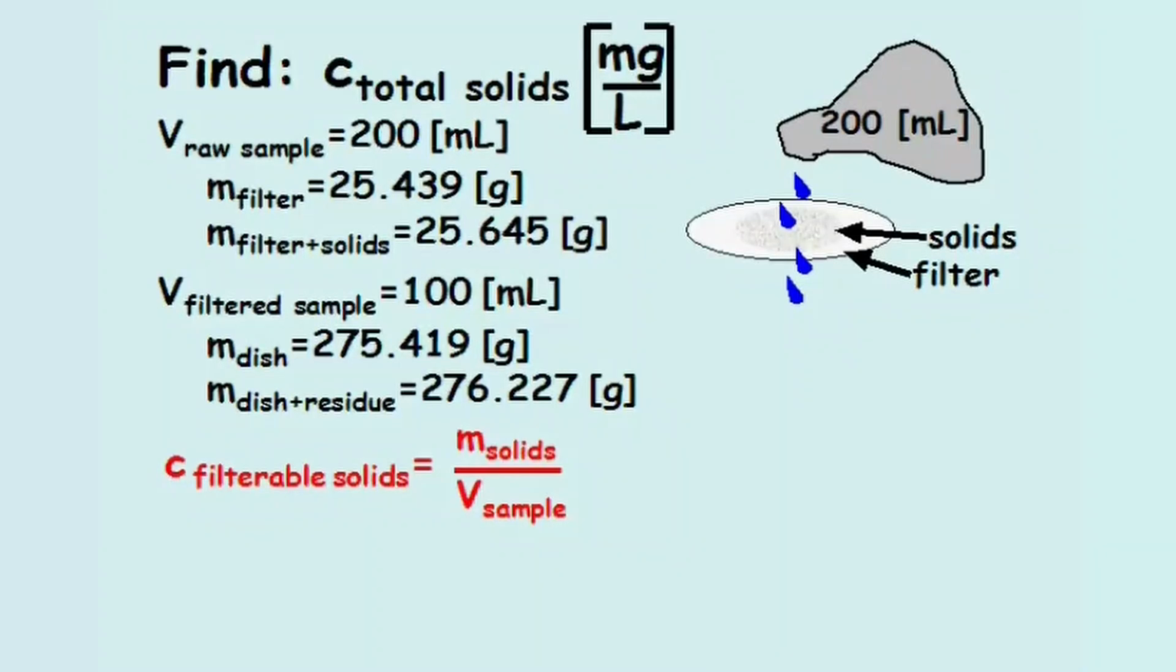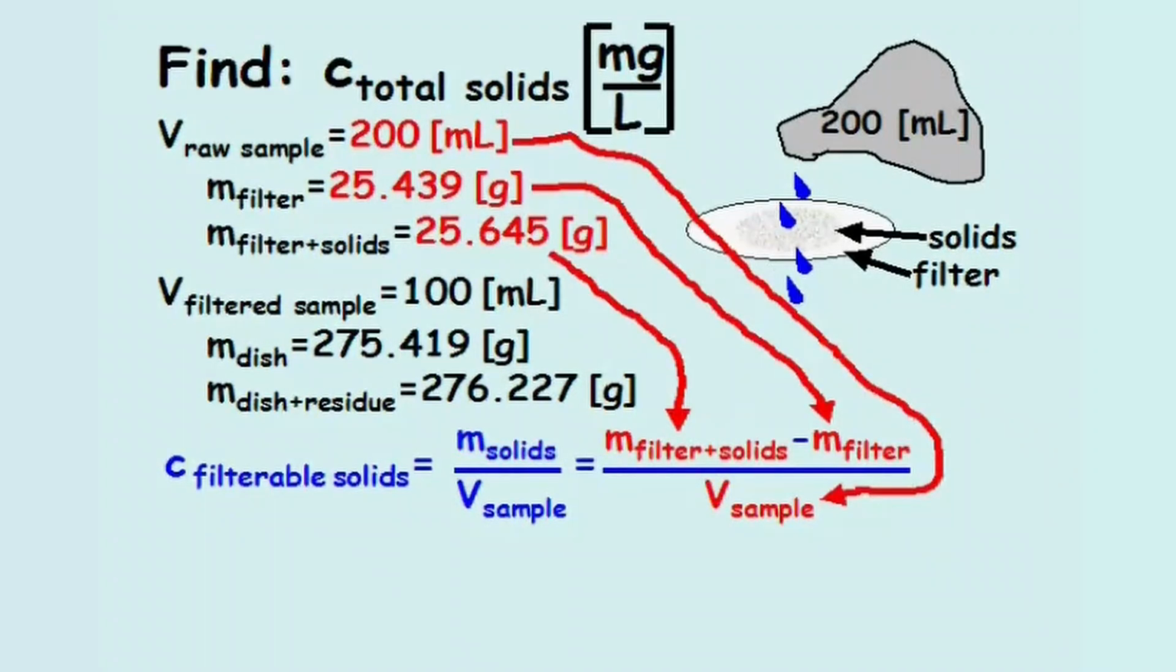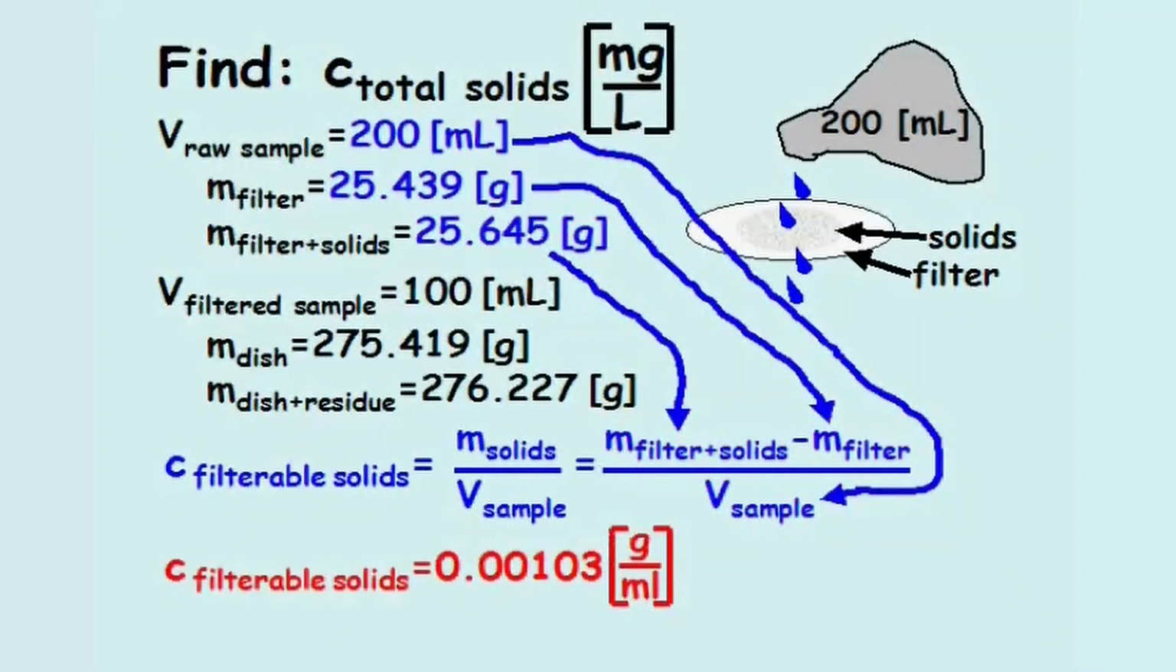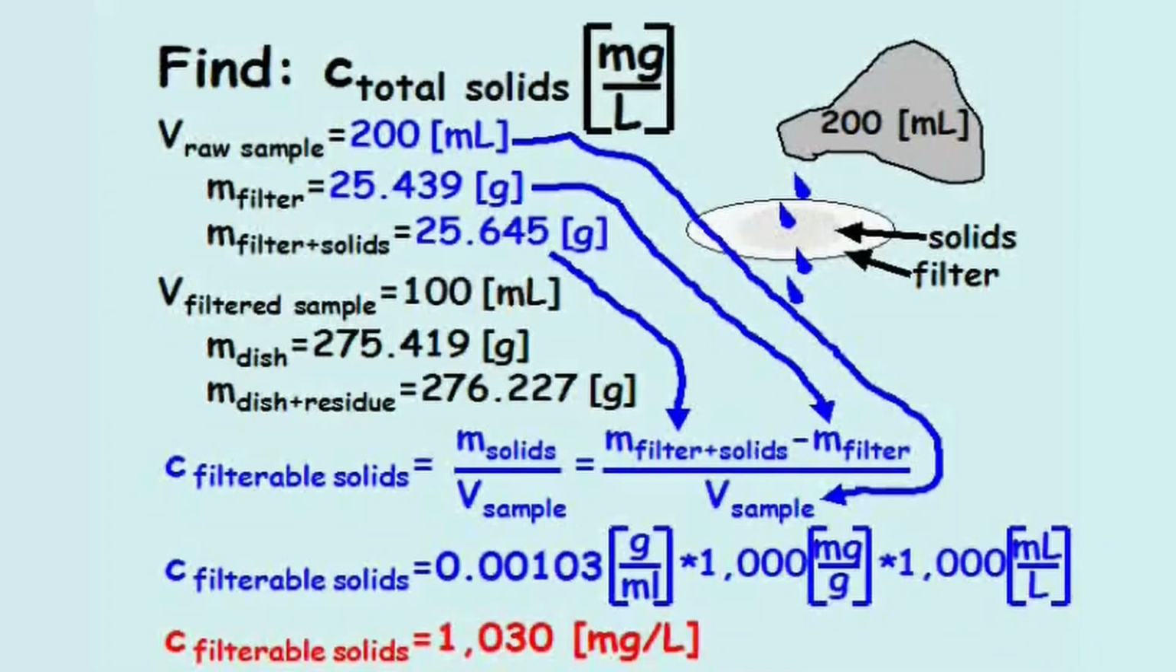Although we don't have a measurement for the mass of the filtered solids, we can determine this mass by subtracting the mass of the filter from the mass of the filter plus solids. Plugging in the masses and volume, the concentration of filterable solids equals 0.00103 grams per milliliter. Converting this concentration to milligrams per liter, the filterable solids concentration equals 1030 milligrams per liter.